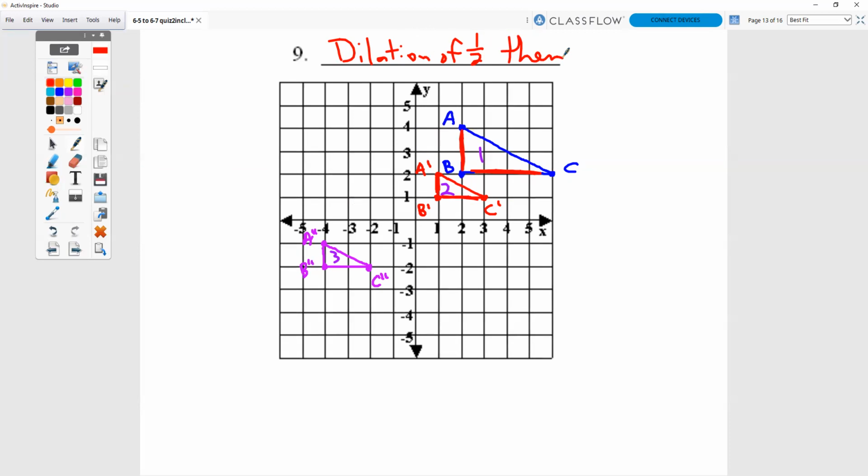Now to get from triangle number 2 to triangle number 3, I am sliding. I'm going to the left and I'm going down. If I start with A prime, I'm going 1, 2, 3, 4, 5 places to the left. So it is a translation of left 5, and then down 1, 2, 3. So down 3. So it's a translation of left 5, down 3.